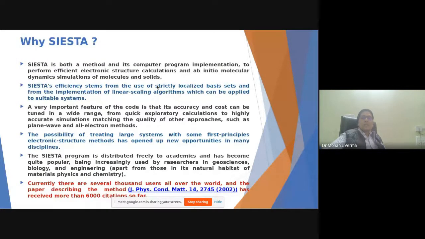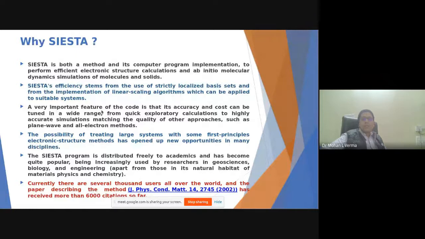Why Siesta? This is a method as well as a computer program implementation to perform efficient electronic structure calculations and ab initio molecular dynamics simulation of molecular systems. Siesta's efficiency comes from the use of strictly localized basis sets and from the implementation of linear scaling algorithms, which can be applied to suitable systems.